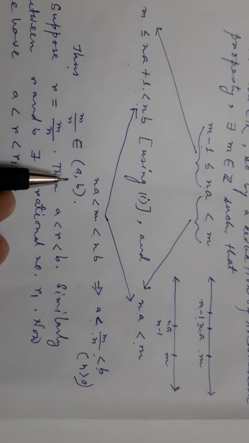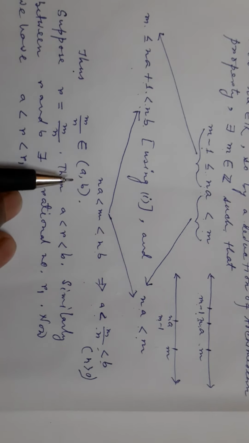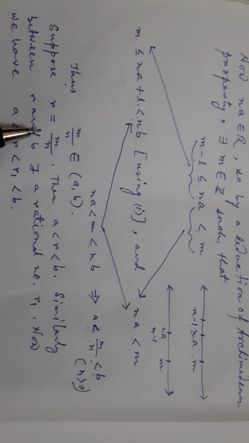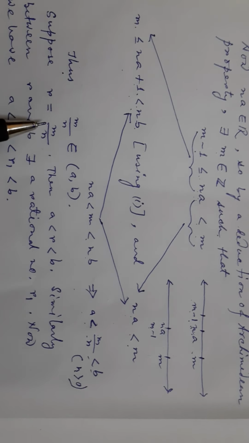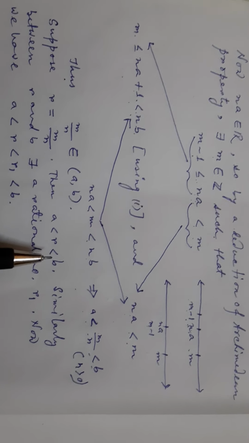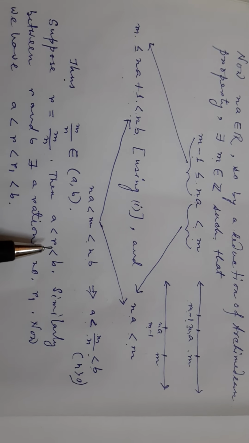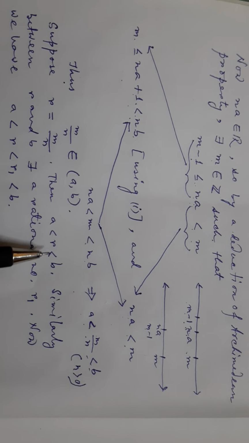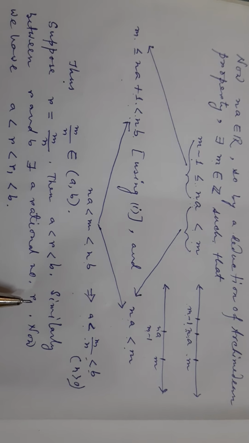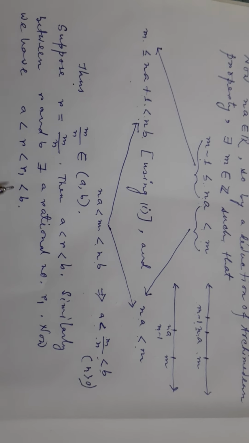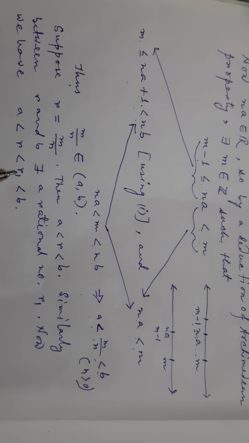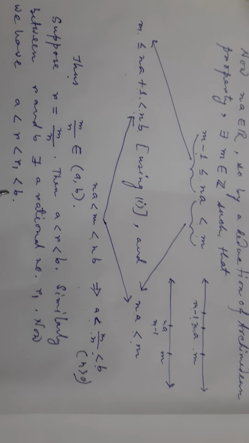Here we can use the density property of rationals to get the required result. Otherwise, independently we show the rest of the part. So we suppose that r = m/n. Now a < r < b. So now if we consider two numbers r and b, in between r and b we'll get another rational number which is named r1. So we have a < r, r < r1 and r1 < b.